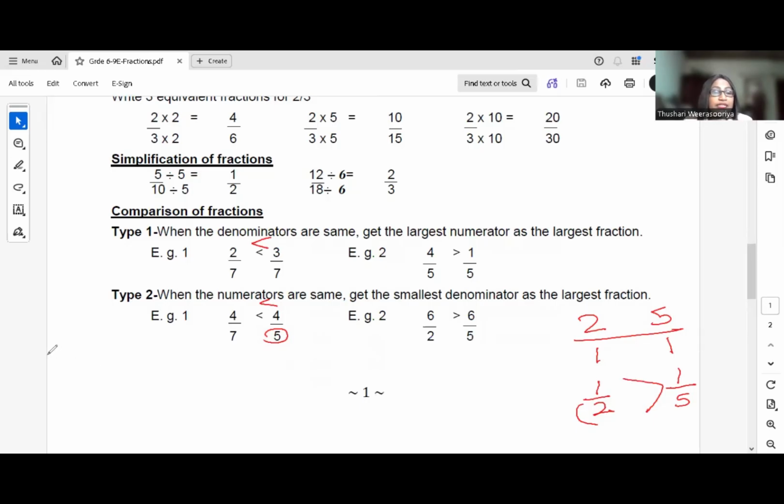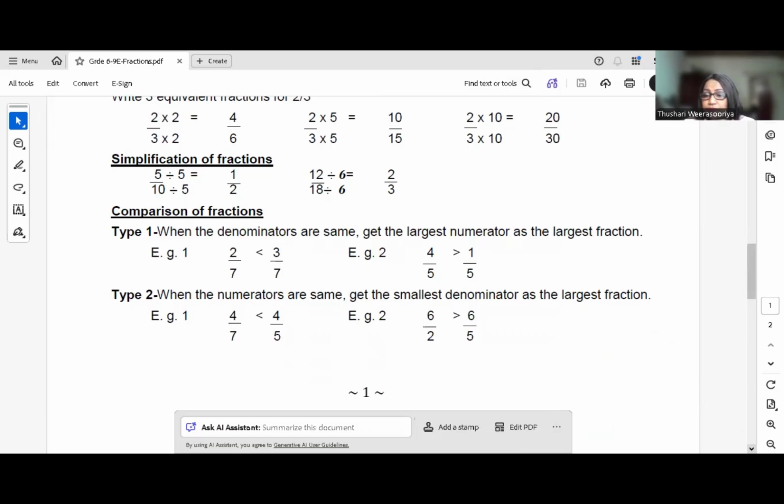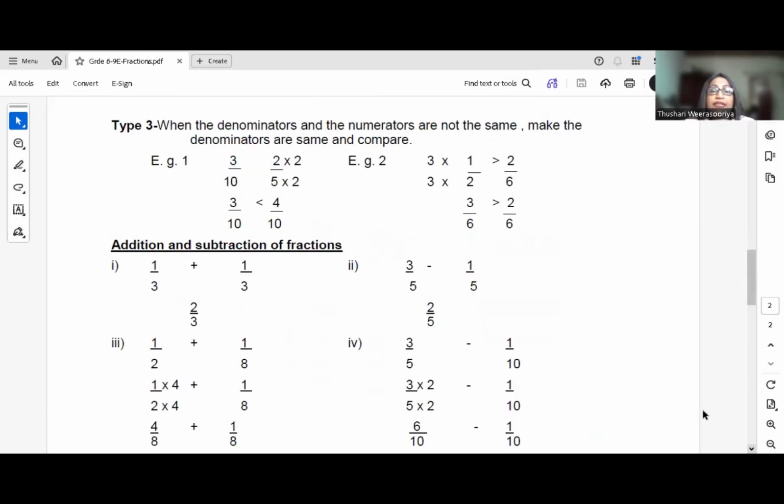Right. We'll go to the third type. Third type, when the denominators and numerators are not the same. Earlier we had the same part, now not the same. Then make the denominators same. How do you make them same? By writing the equivalent fraction.